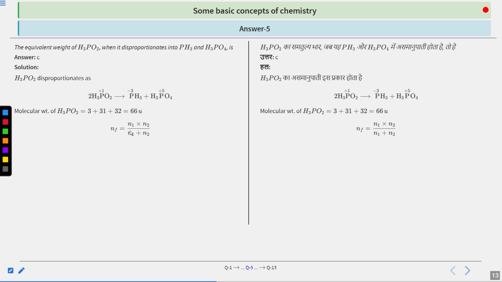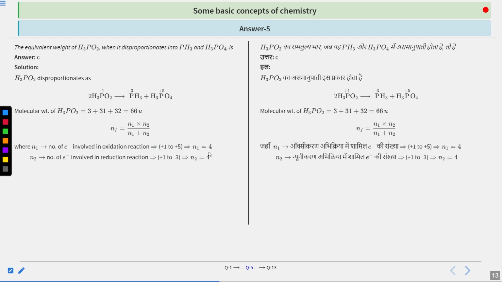Now, the N factor is what? Your N factor is N1 multiplied by N2 divided by N1 plus N2. Where N1 is the number of electrons involved in the oxidation reaction. So, what is the number of electrons involved in the oxidation reaction? Since we are going from +1 to +5, therefore N1 is 4. And for the reduction reaction, we are going from +1 to -3. For this, N2 is 4 again.